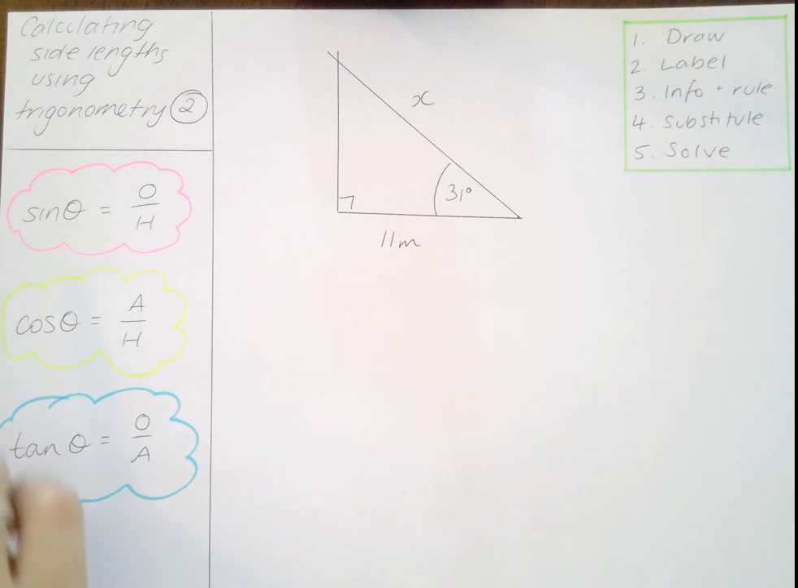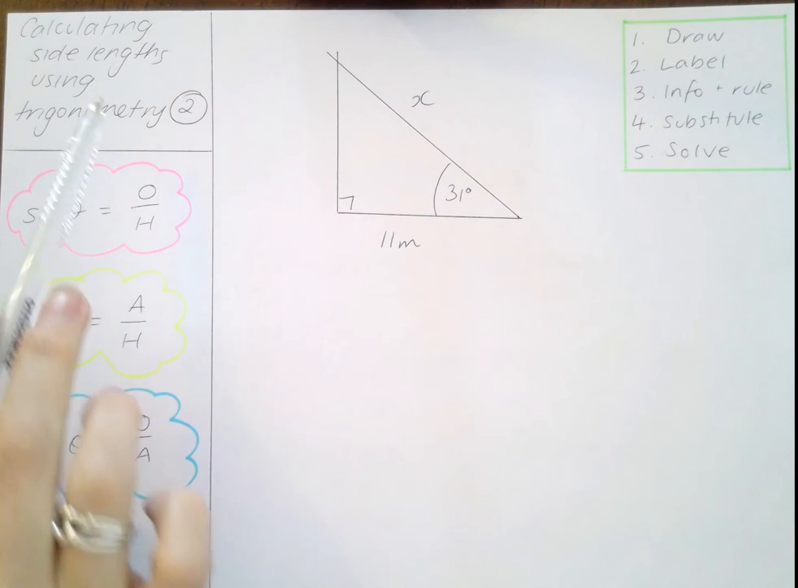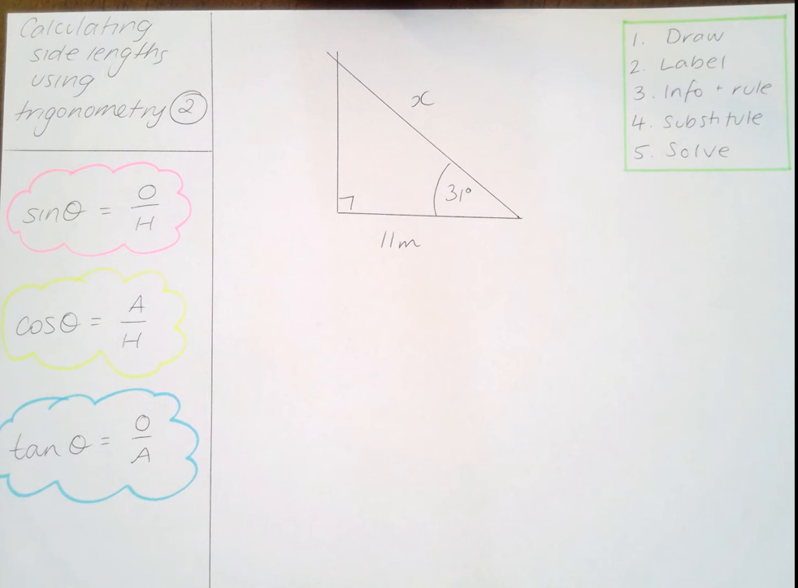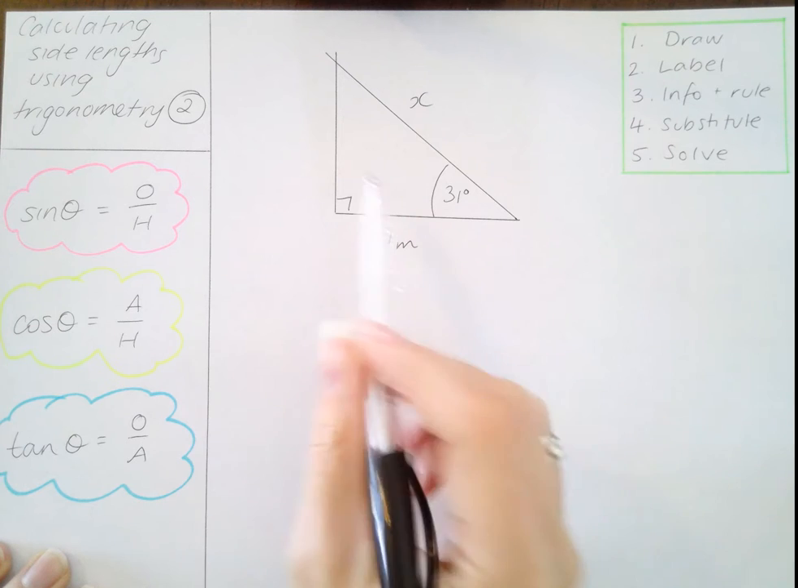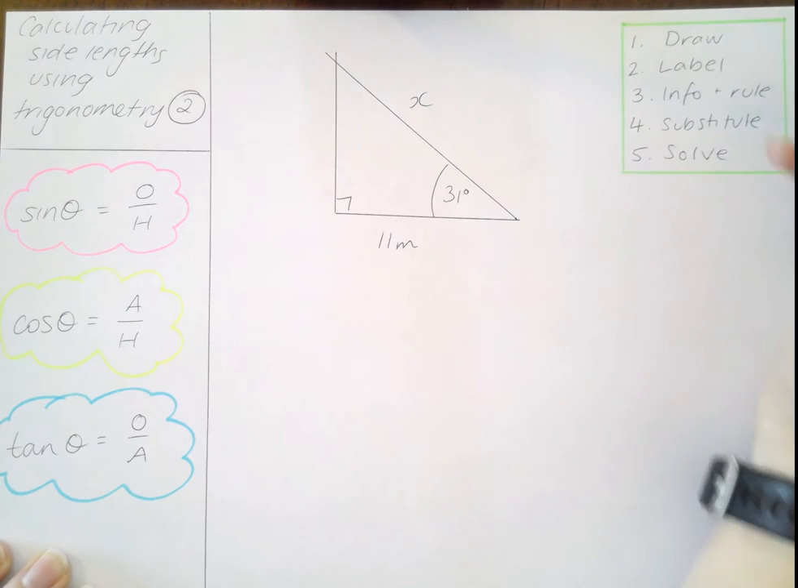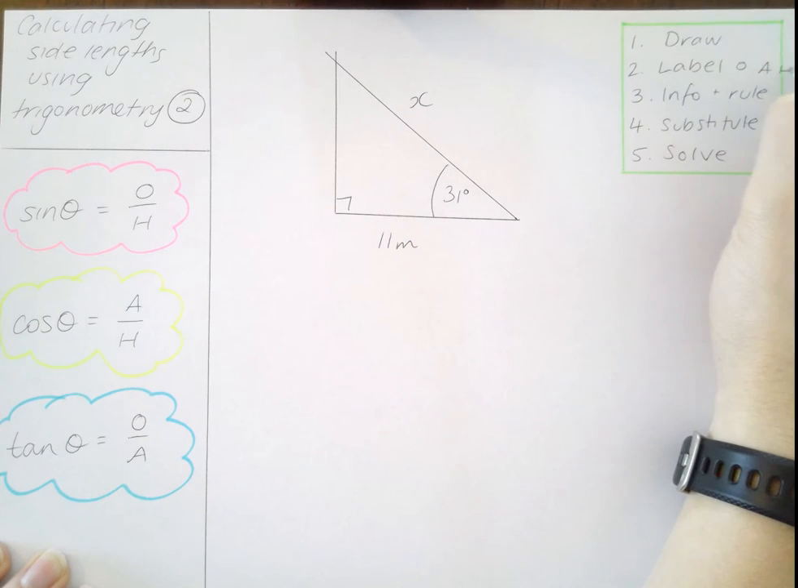All right, in this lesson we're still calculating side lengths using trigonometry and our 3 trigonometric rules, but this time we're going to be looking at a different way of rearranging. Okay, we're going to follow our same 5 rules this time. So we've got our right angle triangle drawn. We now need to label the sides as O, A and H.